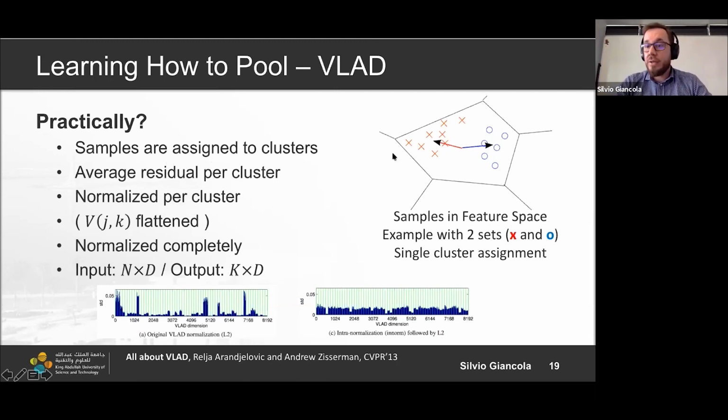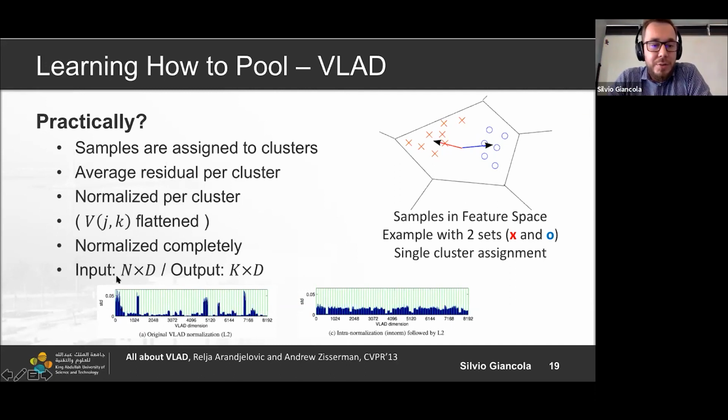So how does that work practically? The samples are assigned to the clusters. In that specific cluster, I assigned all those blue dots. There may be some blue circles here and there, but we only consider the ones that were hard-assigned to that specific cluster. We average the residuals of the cluster. This blue arrow represents the average displacement of the center with all the samples of that set. Then you have a couple of normalizations per cluster and over all those features. What you end up with is k features of dimension d.